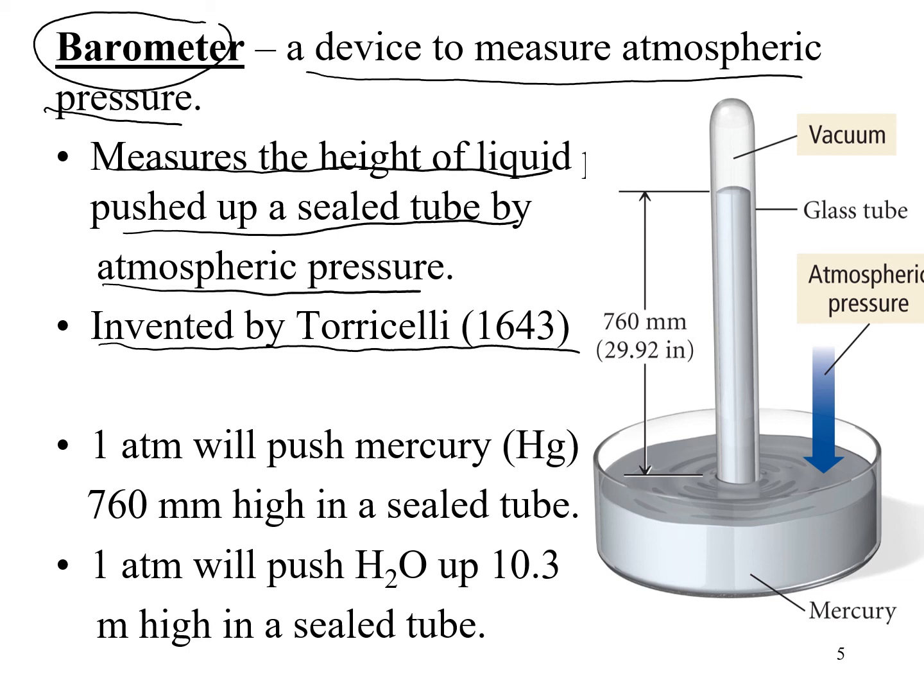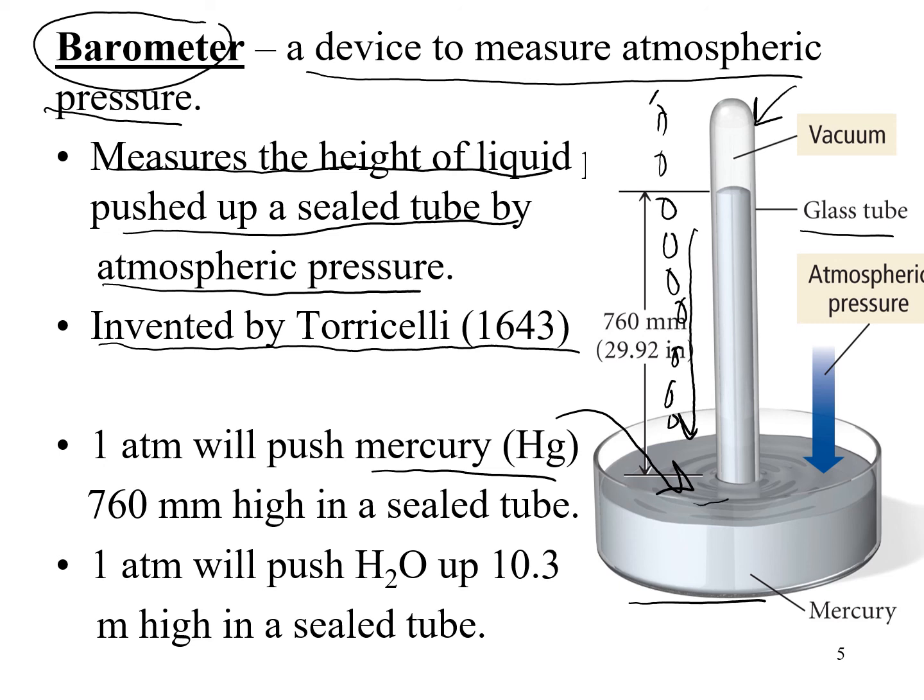So if we look at the example here on the right, we have mercury in this open container. And then we have this inverted glass tube in the mercury. Now we can imagine I have my atmospheric molecules pushing down on the surface of the mercury. They are causing the mercury to travel up the tube. If we are at sea level, the height that those atmospheric molecules will push mercury up the inverted tube is 760 millimeters.